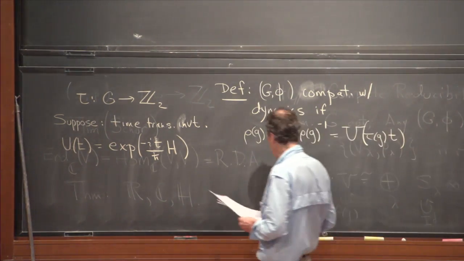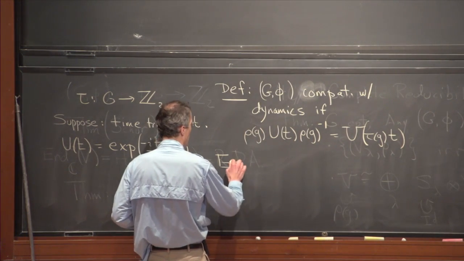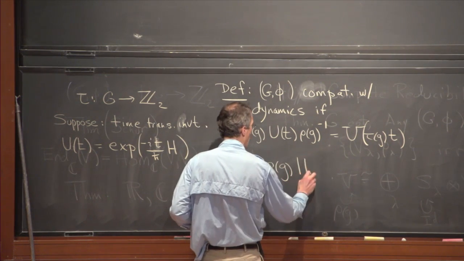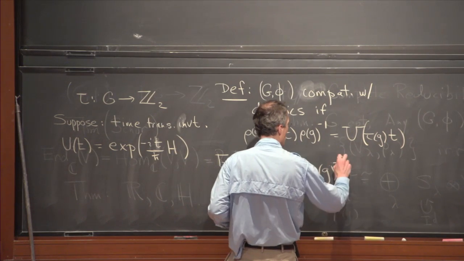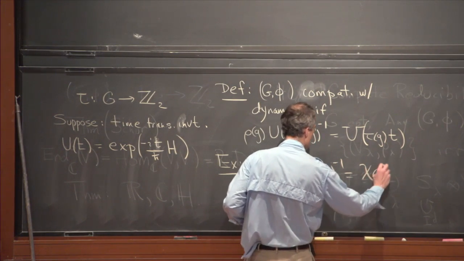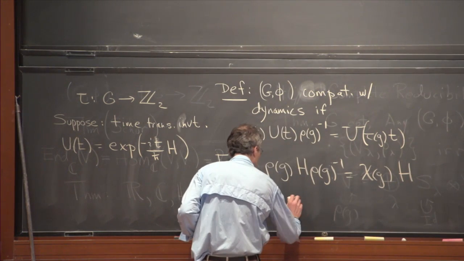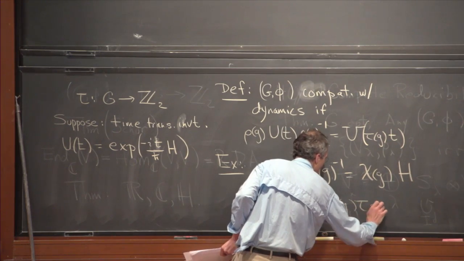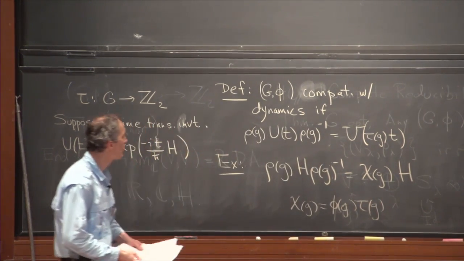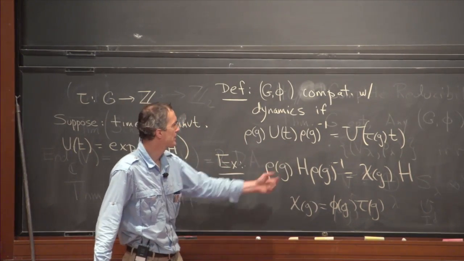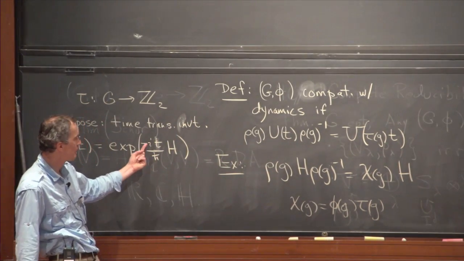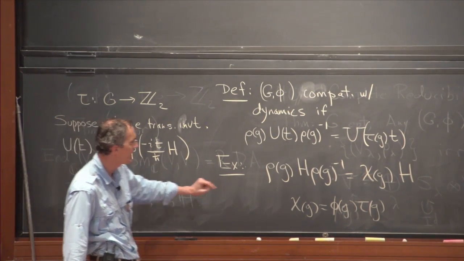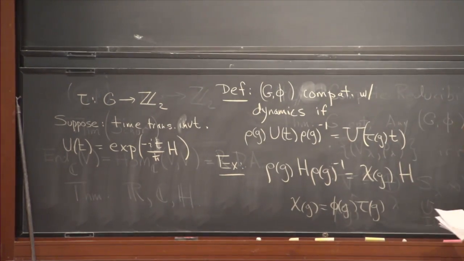Now, as a tiny exercise, a one-line exercise, I encourage you to show that this means, for the Hamiltonian, that rho of G, H, rho of G inverse is chi of G, H, where chi of G is phi of G, tau of G. How does that come about? Well, you bring the conjugation up into the exponential, and then you have to bring the rho of G past the I, and that gets an extra plus or minus sign from the phi, and you equate it to this, and you get this formula.